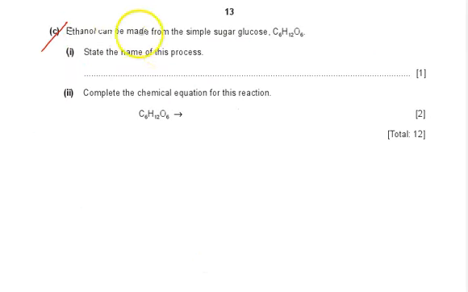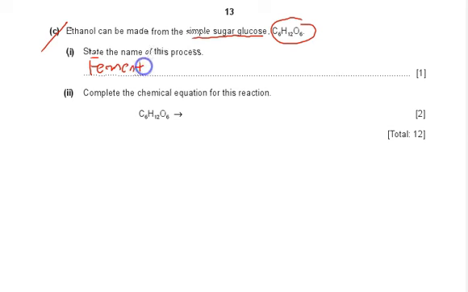Okay, ethanol can be made from a simple sugar, glucose. So ethanol you can make in two ways. One is fermentation, another one is hydration of alkene.